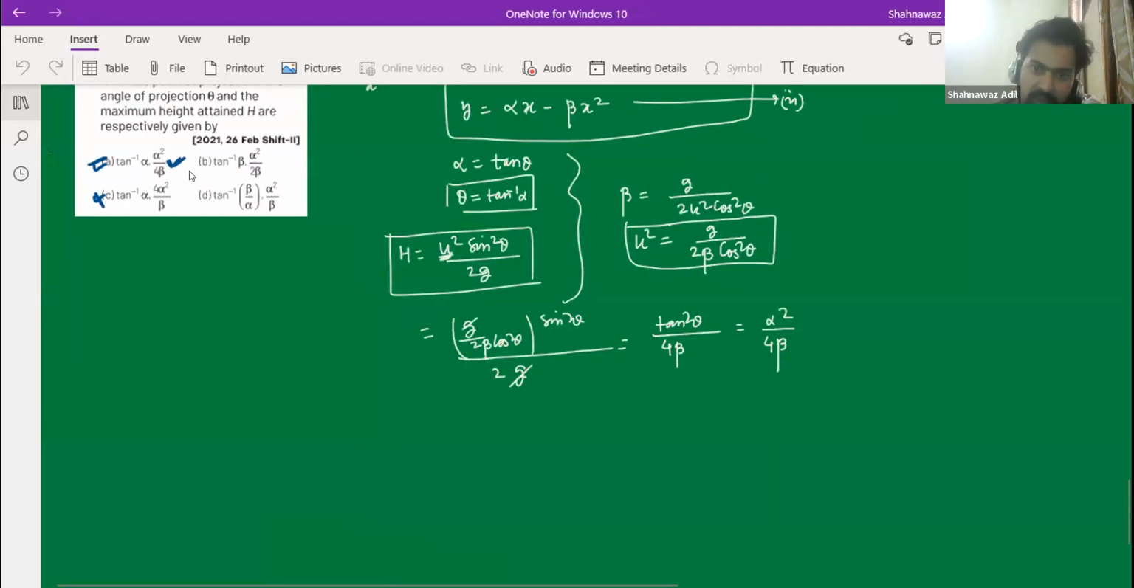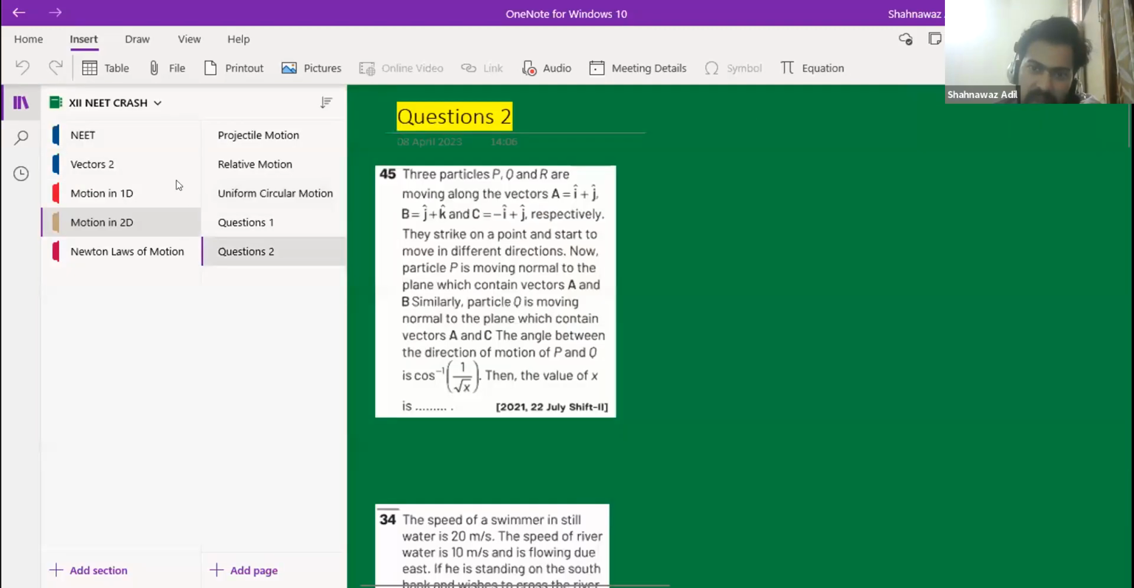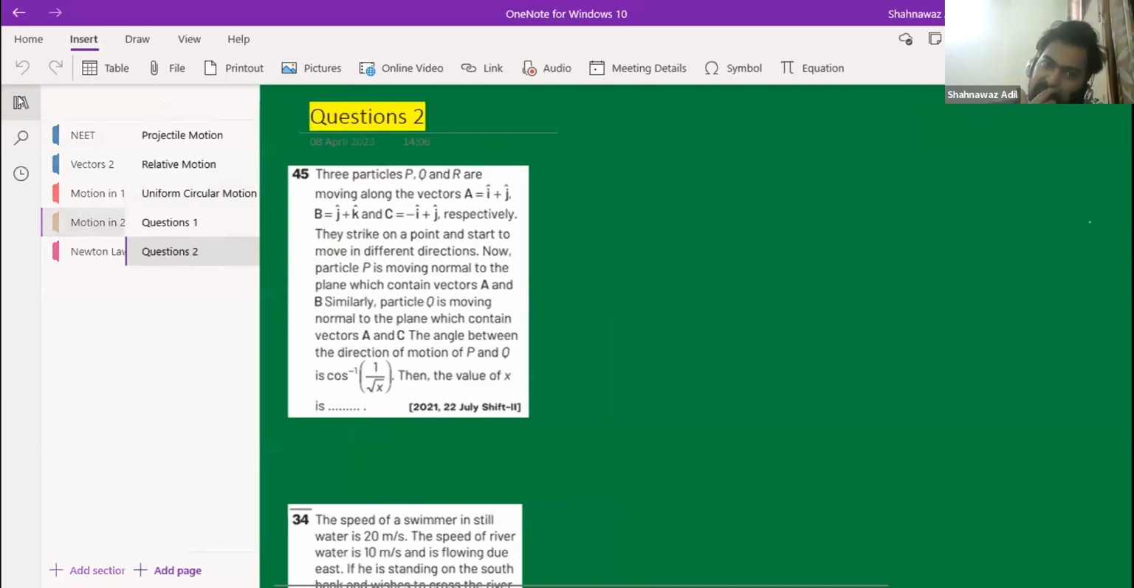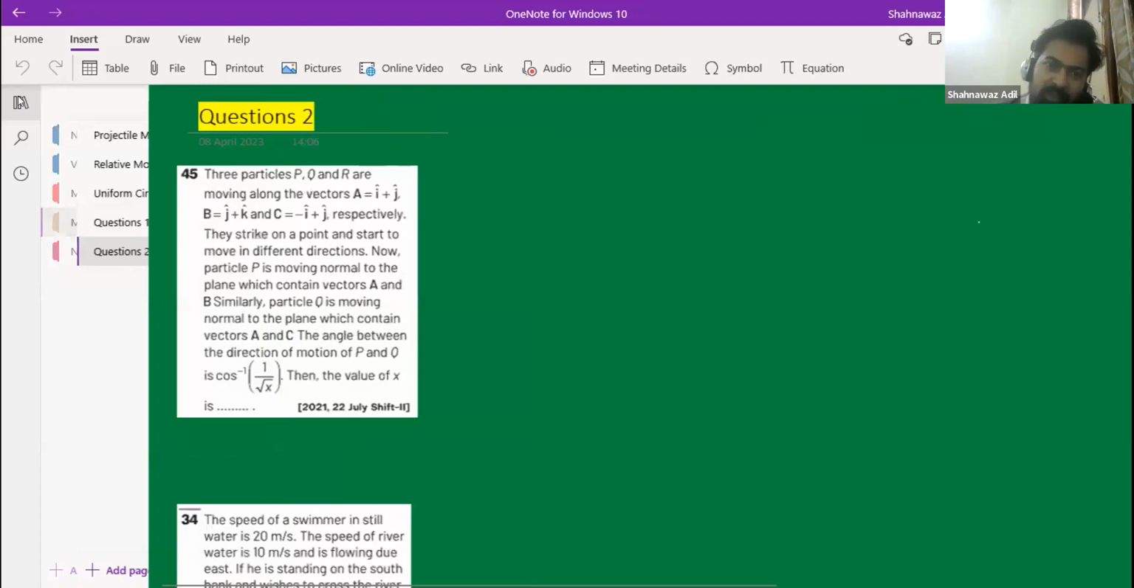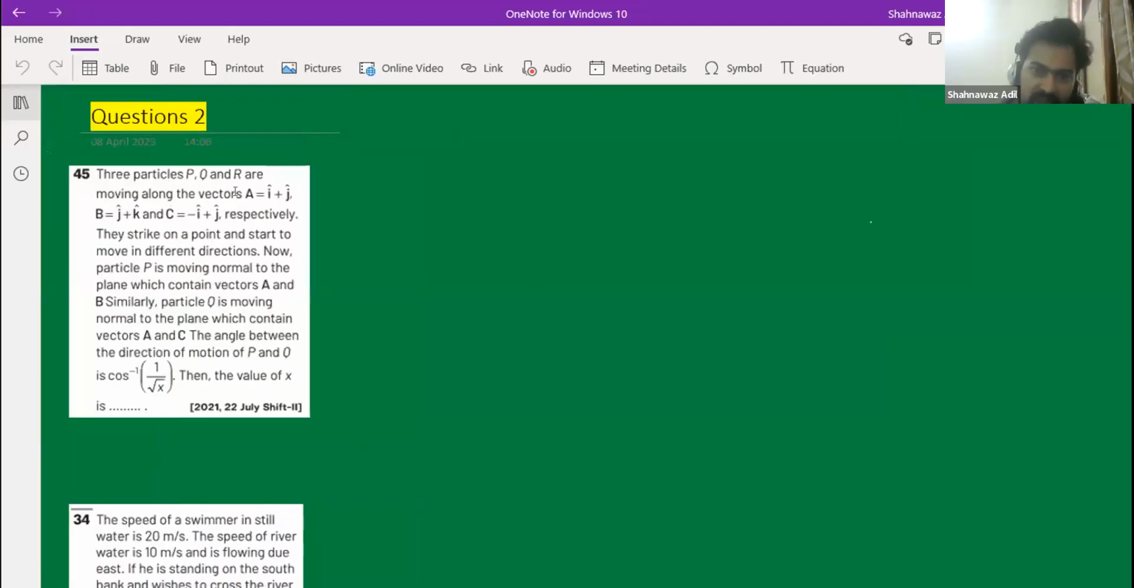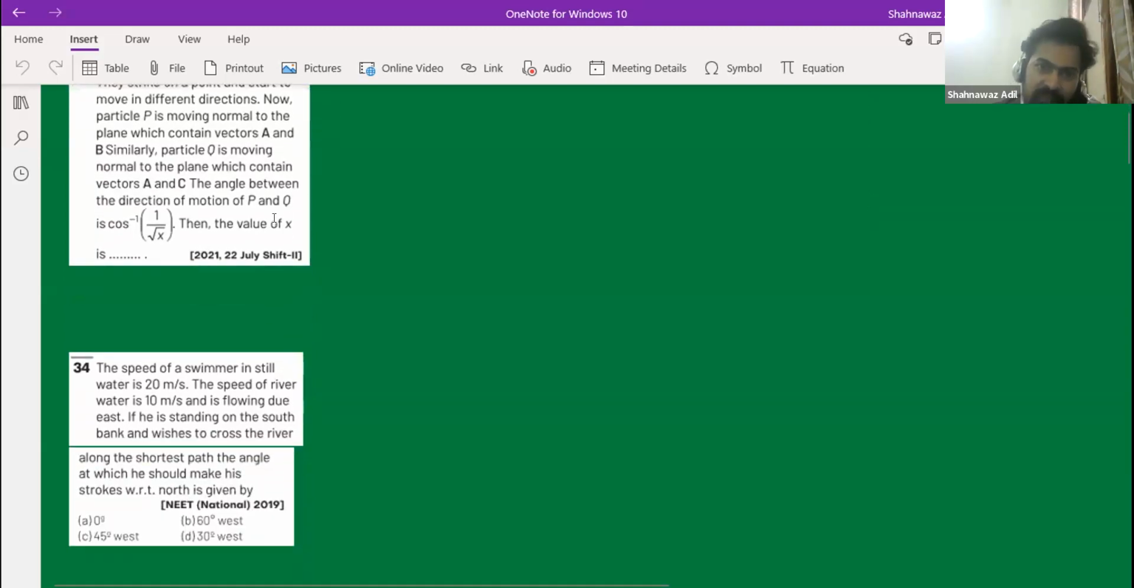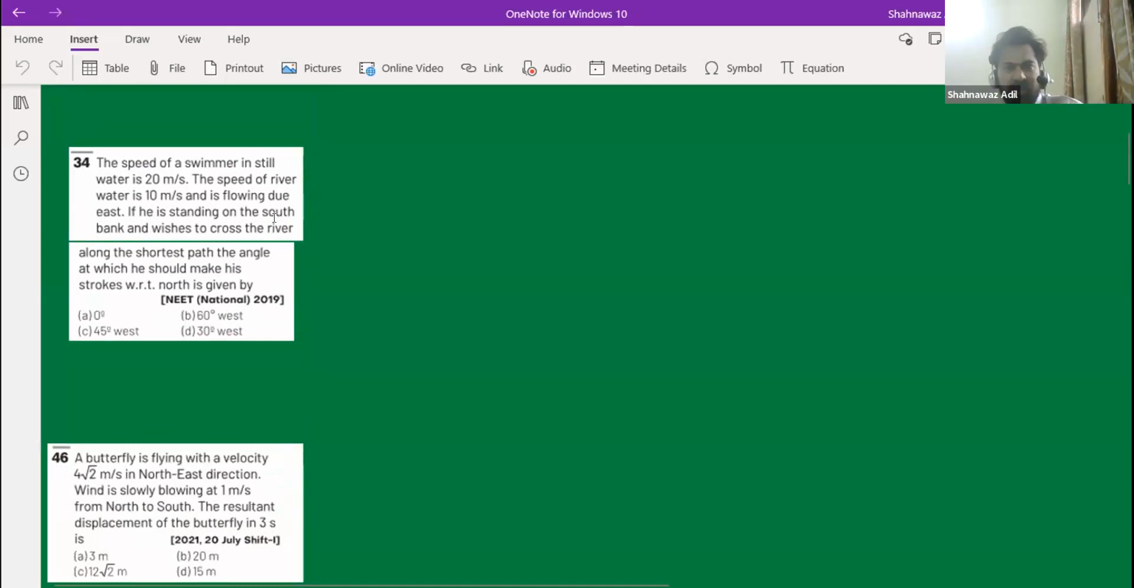Now we were doing some questions on the river crossing problem. The particles P, Q, R are moving along the vectors respectively, they strike on a point and start moving in a different direction. Okay, this is a cross product relation. So now we will do this question.